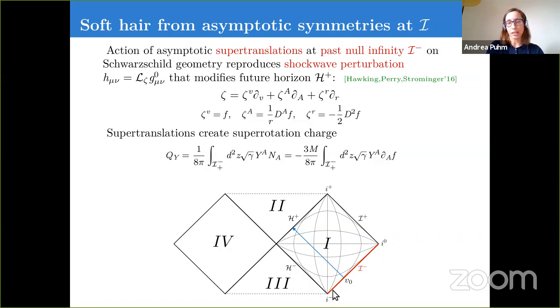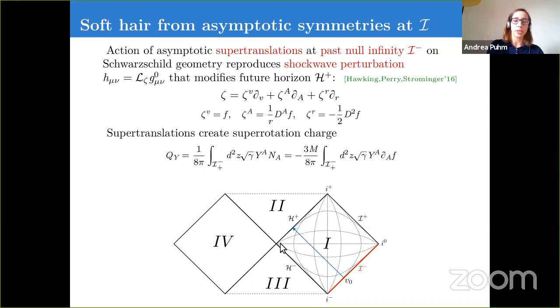Now, supertranslations at past null infinity turn on soft charges, as Malcolm already mentioned. In this case, supertranslations at past null infinity turn on superrotation charge, and this is given in terms of this function f by an integral over past null infinity. Now, this is an asymptotic action at past null infinity that does something to the horizon.